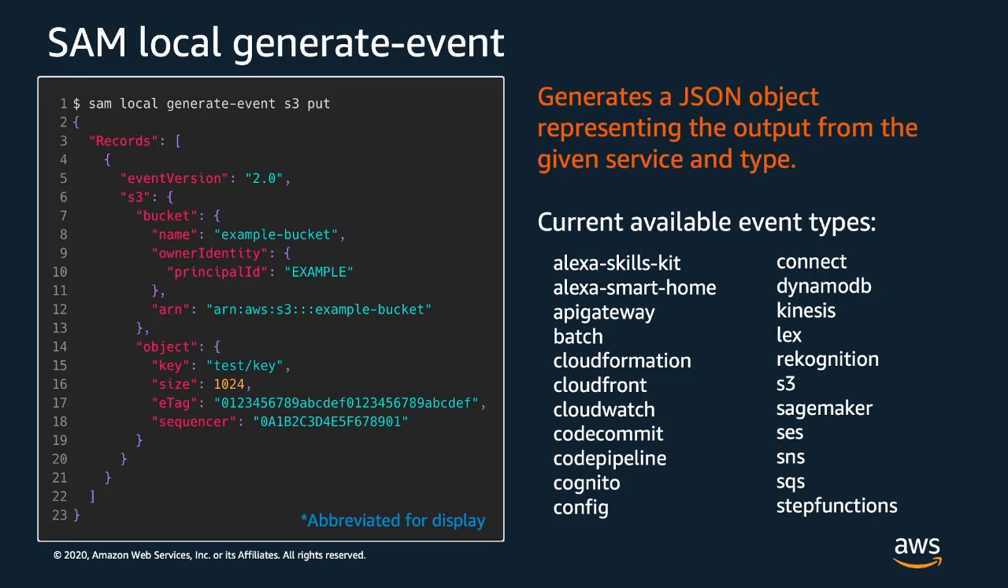So I'm saying I want an S3 event with a put event. And this is what it looks like. Now there's more to it. Again, I'm abbreviating this for display, but you get the idea that it gives out the data. And so what I'll do is I'll do a SAM local generate event S3 put greater than sign event-s3.json. So then I've got that event saved. These events are very helpful when we're running the SAM local invoke, start API, different things like that.